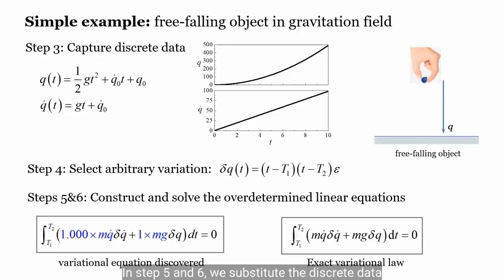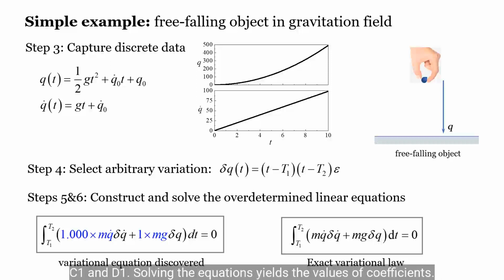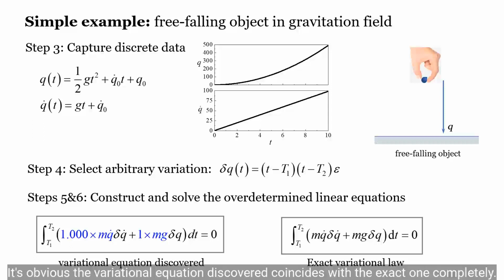In steps 5 and 6, we substitute the discrete data and the variation of motion into the variational equation, perform the integration numerically, and obtain the linear equations with respect to coefficients C1 and D1. Solving the equation yields the values of coefficients. It's obvious the variational equation discovered coincides with the exact one completely.